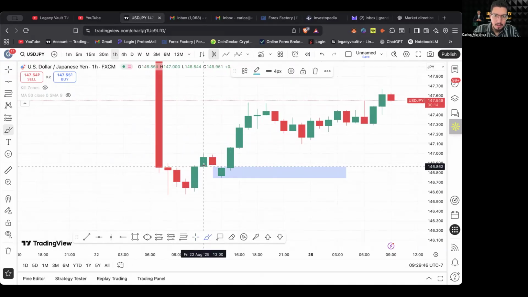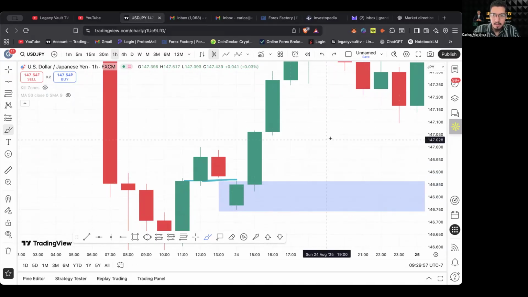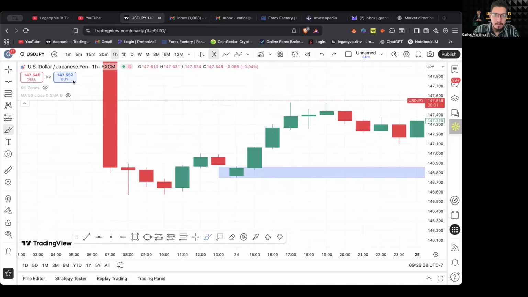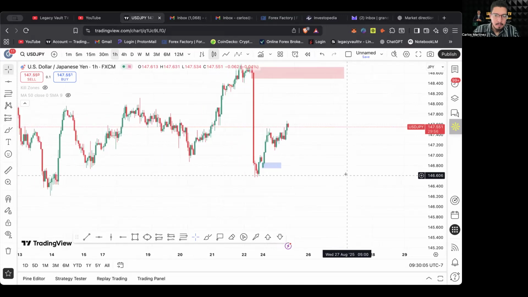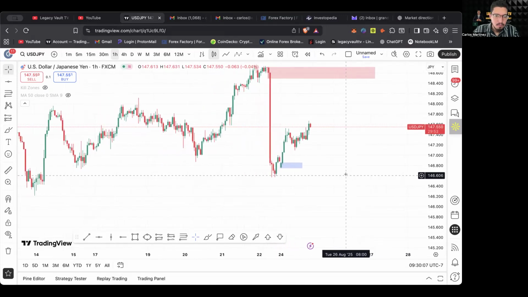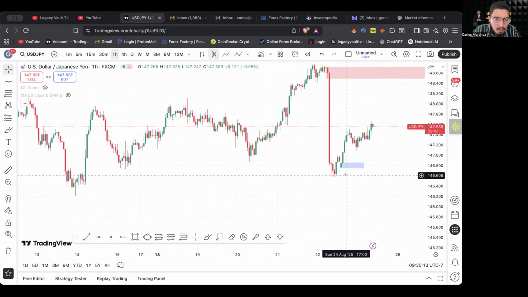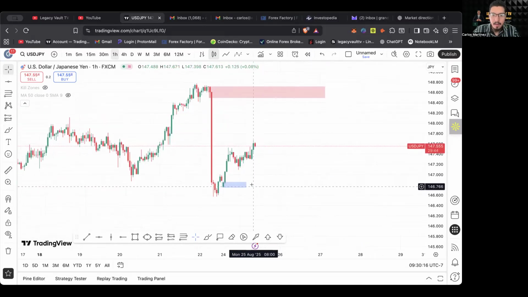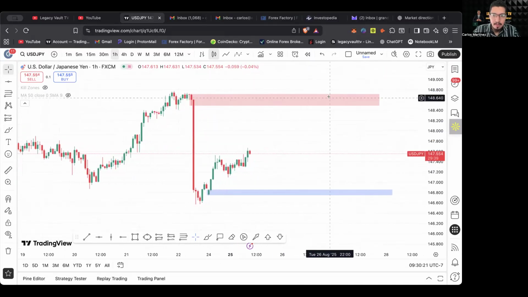It also liquidated here. Came down, pushed up. Yeah, that's good. So this could be considered our demand zone, supply zone, demand zone.